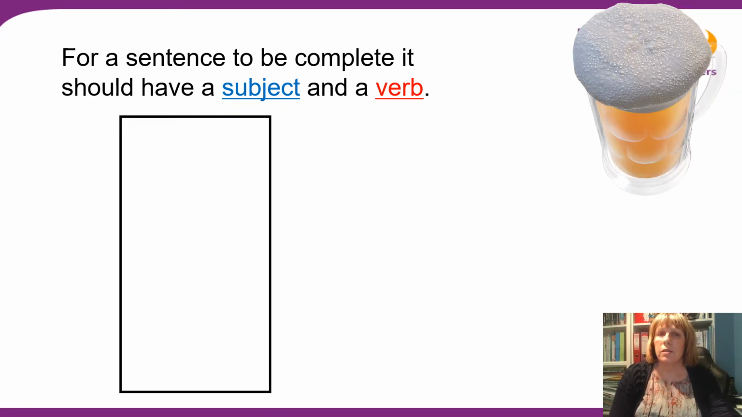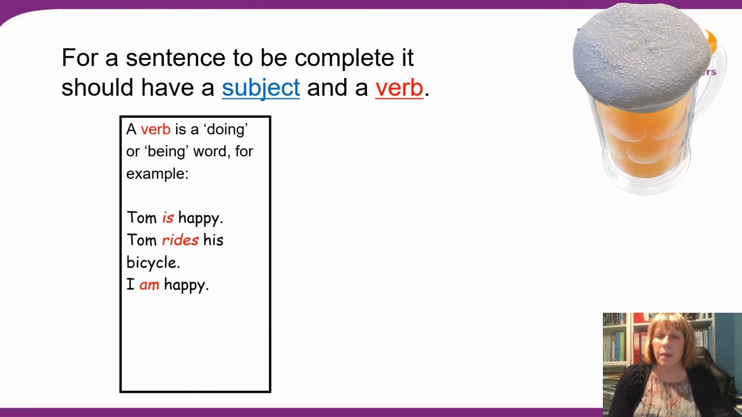So for a sentence to be complete, it should have a subject and a verb. Have you got that yet? Yes, we do keep repeating it because it's very important information. A verb is a doing or a being word. Let's have a look at the example. Tom is happy. Tom rides his bicycle. I am happy. And you can see the verbs there written in red. So is, rides and am are the verbs.